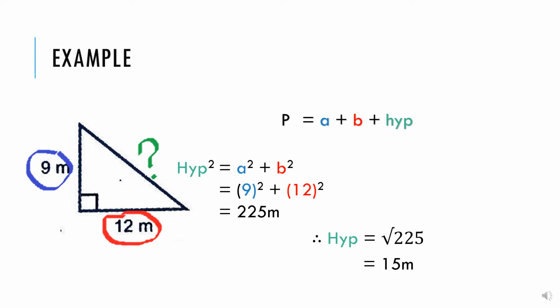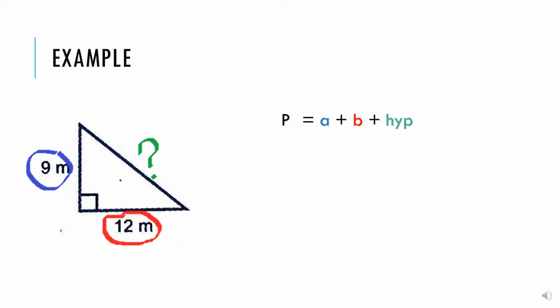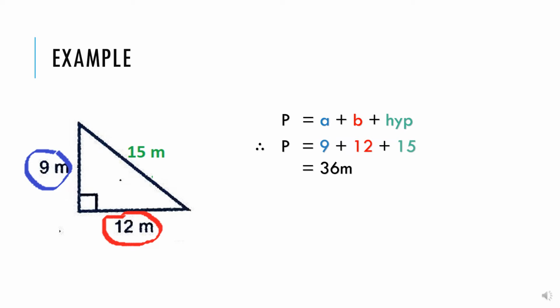So just remember to get the square root of your answer, and that will give you the value of the hypotenuse. So now that we have all these values, we can simply add them together and you'll find your perimeter. In this case it is 36 meters.